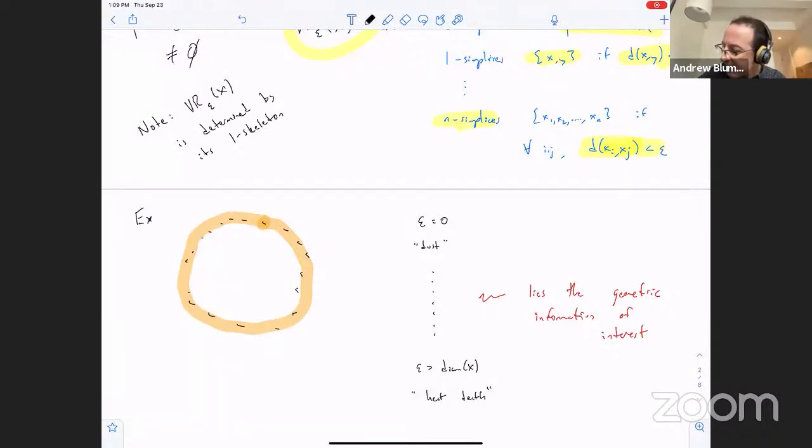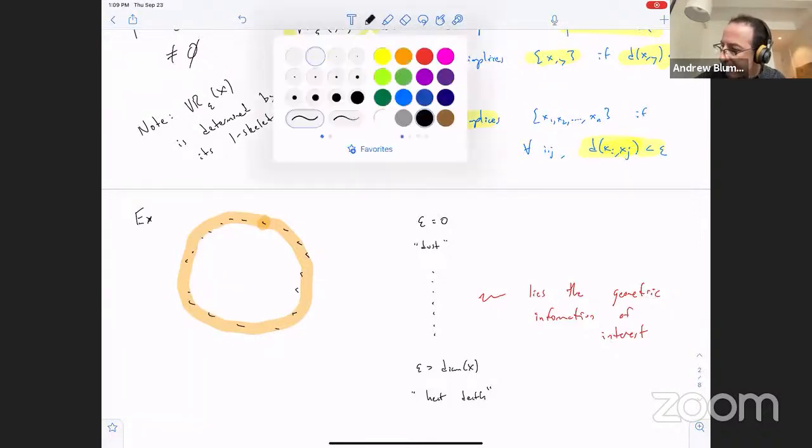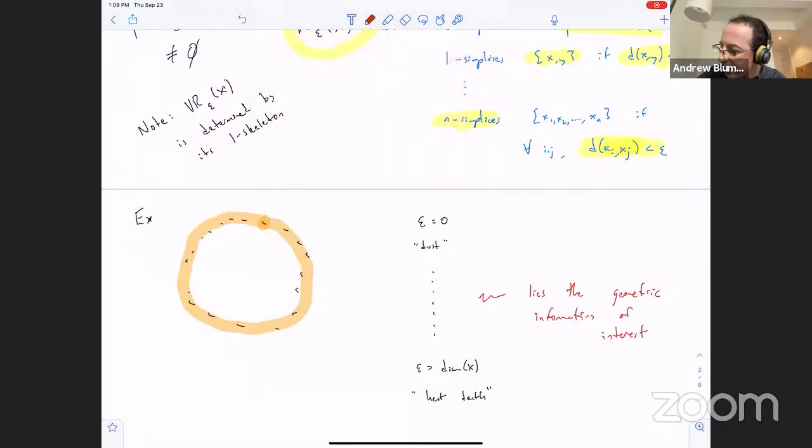And so maybe if we pick epsilon to be, let's choose a different color, if epsilon is on this scale, then we start connecting these points like so. And this hasn't recovered a circle yet, but we now are starting to see signs of geometry arising out of this simplicial complex. And if you make epsilon bigger, eventually you're going to connect all the way around the circle.